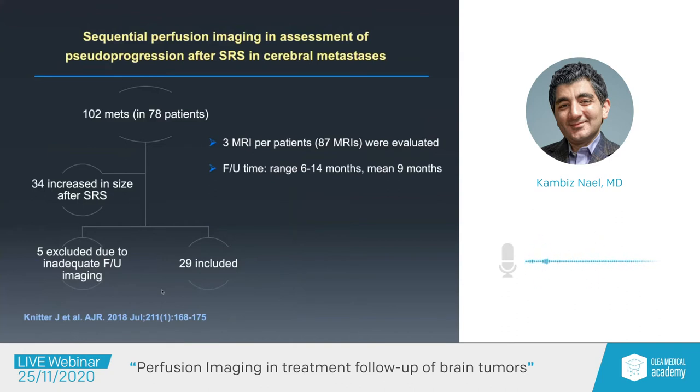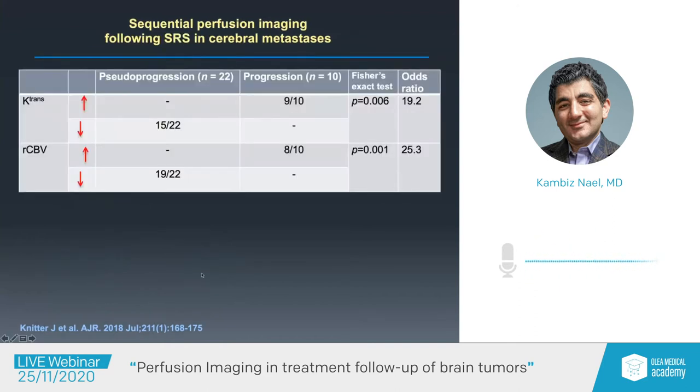In order to establish this protocol for us, we actually did a research study looking at patients with brain metastasis in our practice who were treated with radiation treatment. They must have had MRI before and after treatment, including perfusion imaging. And then they had a follow-up MRI in the range of 6 to 12, 14 months from the start of treatment to come up with a diagnosis of progressive disease or pseudoprogression. So we looked at 29 patients, and out of these 29 patients that were included, 22 patients had the diagnosis of pseudoprogression, 10 patients had a diagnosis of progressive disease.